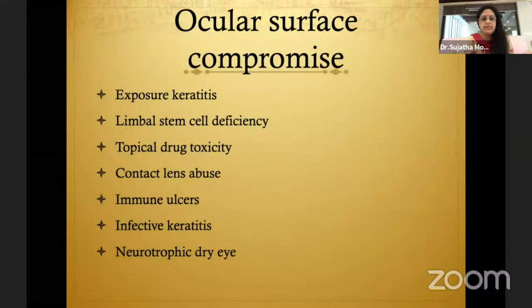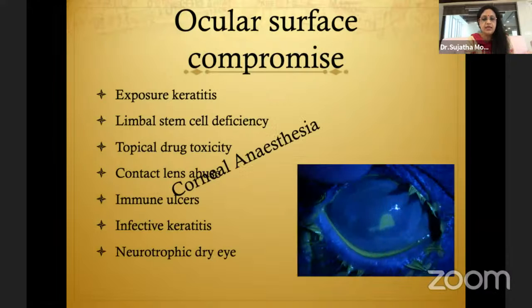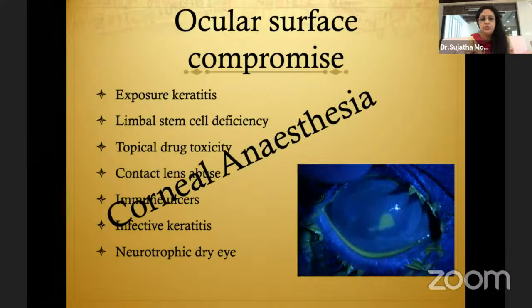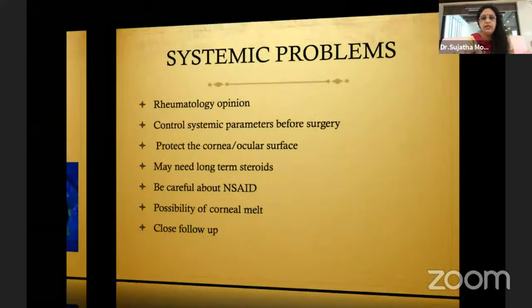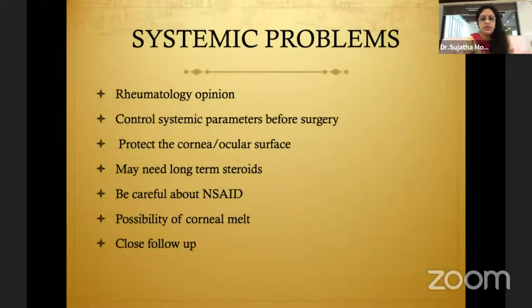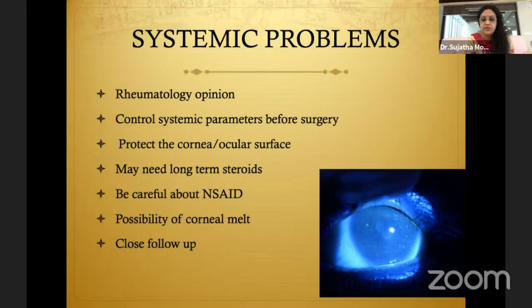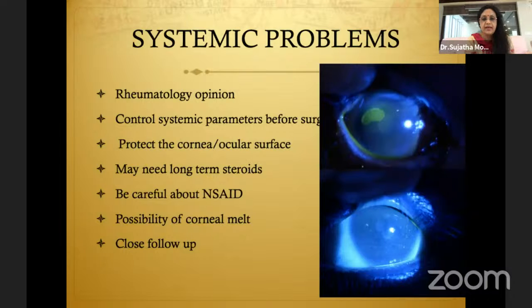Ocular surface compromise, anything which can cause corneal anesthesia, such as immune ulcers, contact lens abuse, topical drug toxicity, neurotrophic dry eye, have to be dealt with before taking up the patient for cataract surgery. So rheumatology opinion, control of systemic parameters, the need for long-term steroids, and care about NSAIDs, and discussing with the patient the need for frequent follow-up is very important before taking up these patients. You can see the ocular surface, which is very badly damaged, which needs to be improved before taking up the patient for cataract surgery.